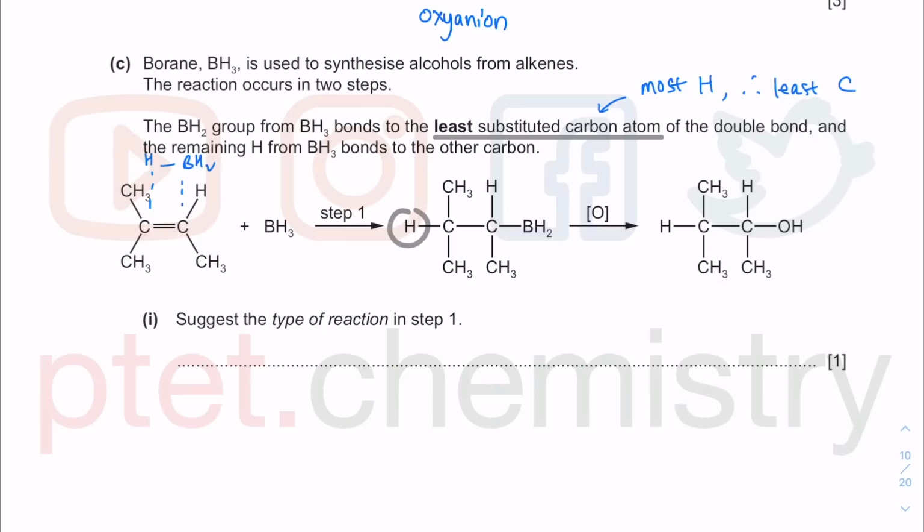And then you replace the BH2 and it becomes OH as you do oxidation. This square bracket O refers to an oxidizing agent, so you must have some sort of redox that can oxidize this group and replace it such that the carbon gains oxygen, and this is called oxidation, gain of oxygen on the carbon. What type of reaction is step 1?